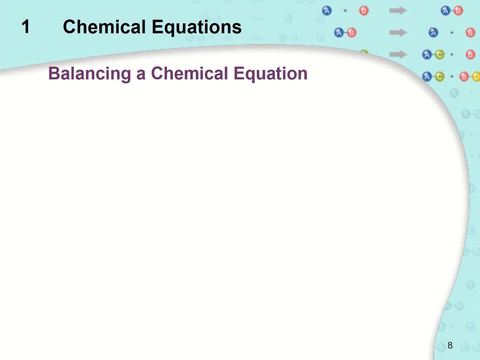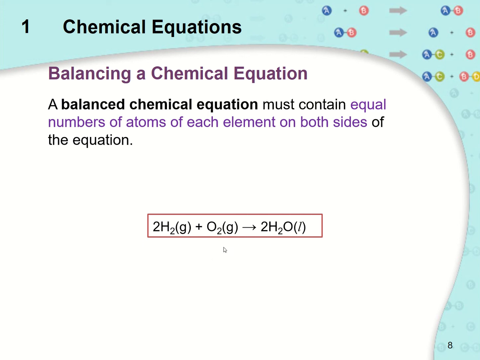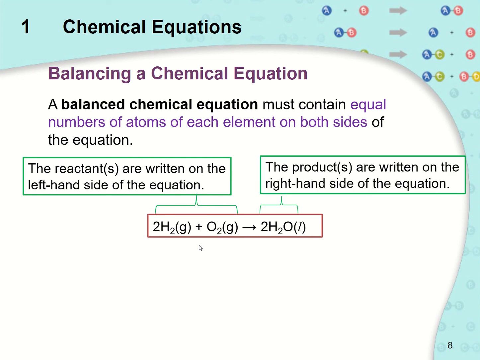Now, a balanced chemical equation must contain an equal number of atoms of each element on both sides of the equation. Okay, so anything that occurs on the left hand side, the number of atoms for each of the elements must be equal to the number of atoms on the right hand side. So when we first form an equation, it may not be balanced, so we will need to balance it. The reactants, what I've mentioned previously, are written on the left hand side of the equation. Products are written on the right hand side.